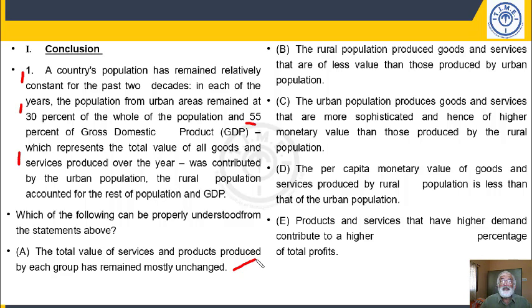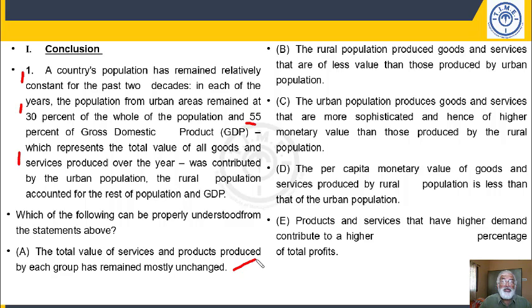The rural population produces goods and services that are of less value than those produced by the urban population. No. We are not saying that they were of less value. I cannot conclude that. I'm only concluding that they were different in terms of proportion. If you had told me the rural population produces goods and services that total up to less value, that would also be a repetition. But I cannot conclude that the services themselves are of less value individually, right?